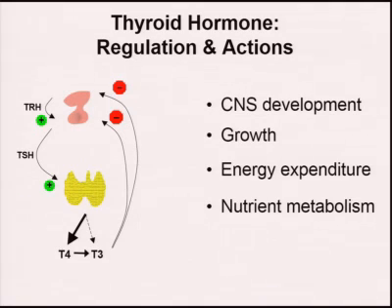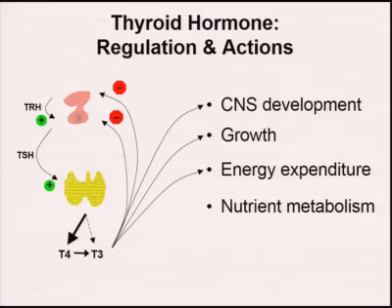And thyroid hormone has a wide variety of actions in its target tissues. It's important for CNS development. So that's why it's so important to detect and treat congenital hypothyroidism. It's important for normal linear growth as well as pubertal development. It regulates our basal metabolic rate, so it's an important factor that can promote or hinder weight loss attempts, for example. And it also has a role in nutrient metabolism, how we utilize the nutrients we take into our body, what gets partitioned into fat and into muscle.